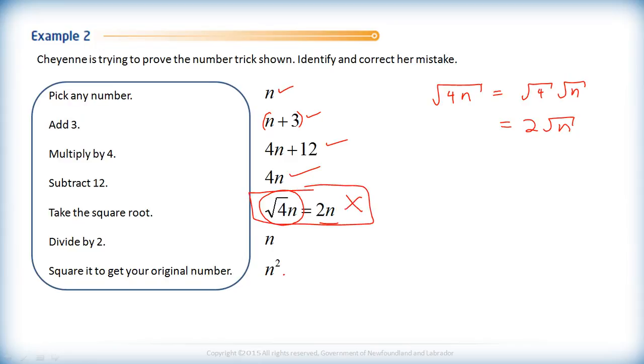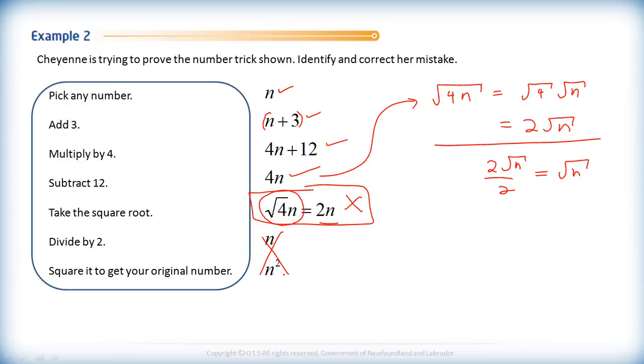And we're going to pick it up from there. So everything from here down will be invalid. So we're going to take her from this step to there. So the next step says to divide by 2. So to divide by 2, in our next step, we're going to have 2 root n over 2, which should give us just square root n.